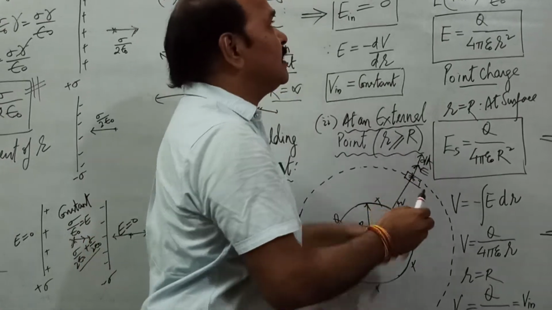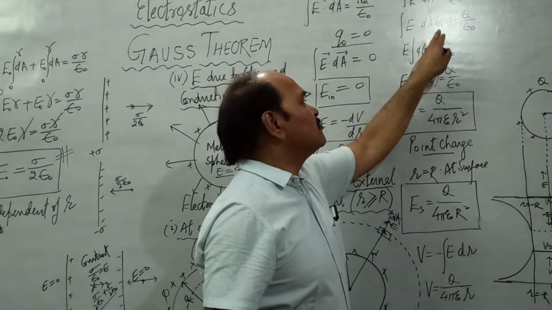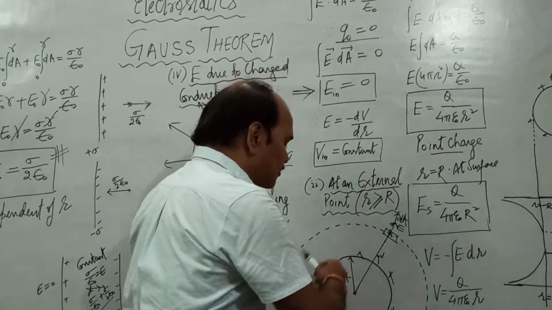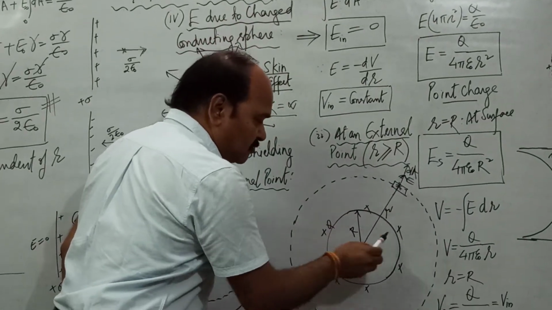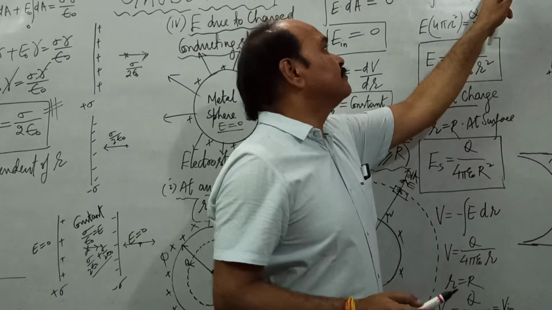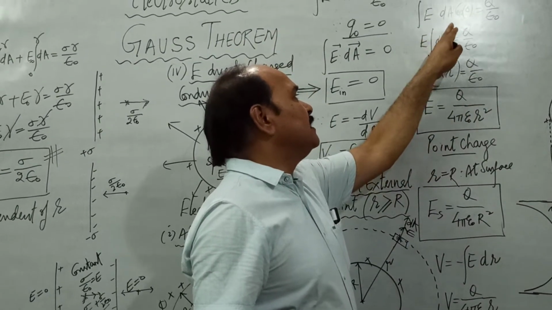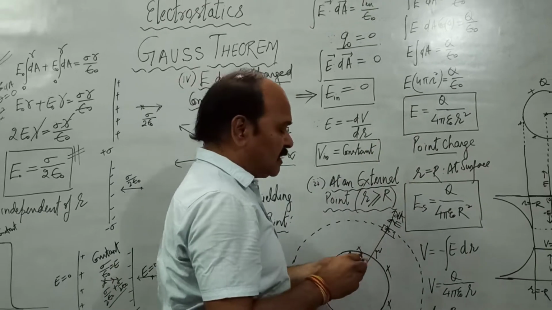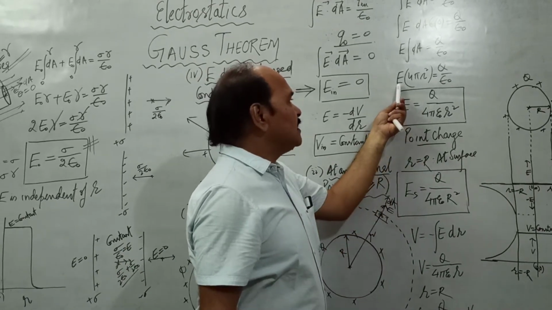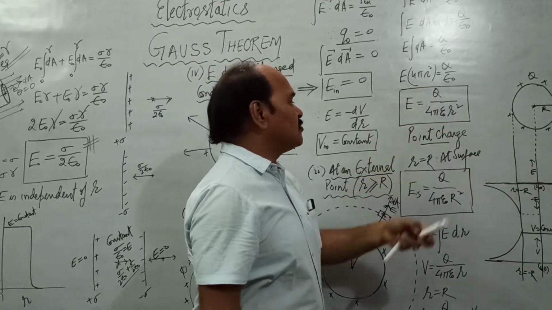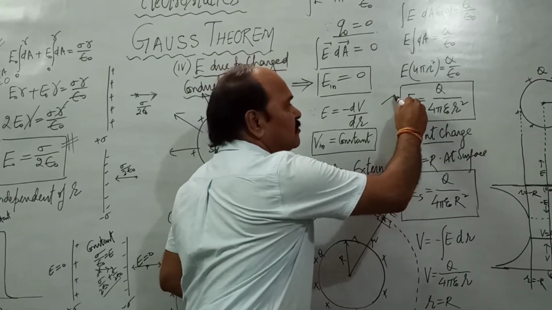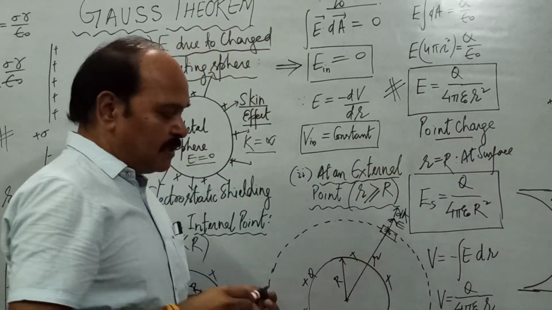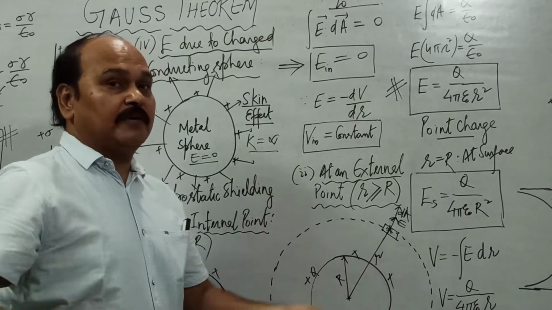So the angle between E and dA is what? 0. E dA cos 0 is 1. And what is the net charge enclosed? The net charge enclosed is the charge over this conducting sphere, that is Q. Well, integration of dA is going to give us the total surface area of the sphere, 4 pi r square. The right hand side is Q upon epsilon naught. So what is E? E is Q upon 4 pi epsilon naught r square. This is the electric field intensity due to a conducting sphere at a point outside the sphere.